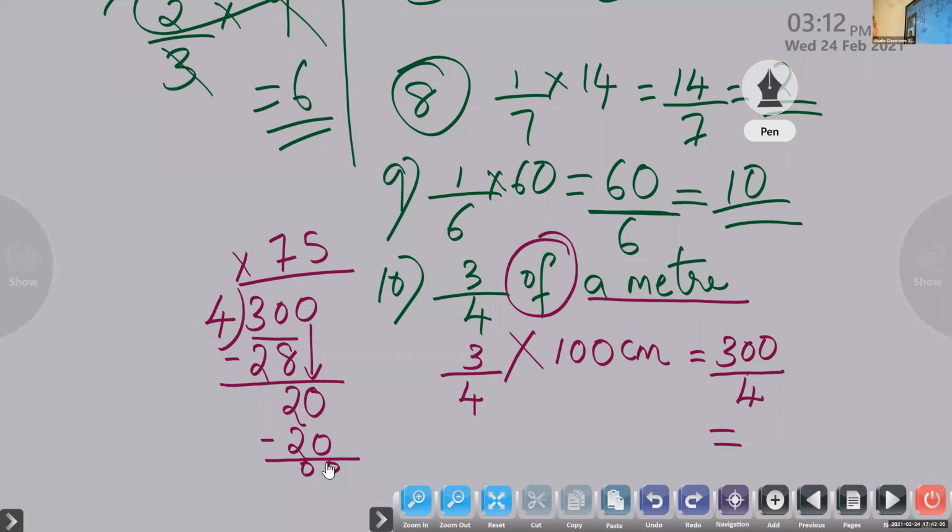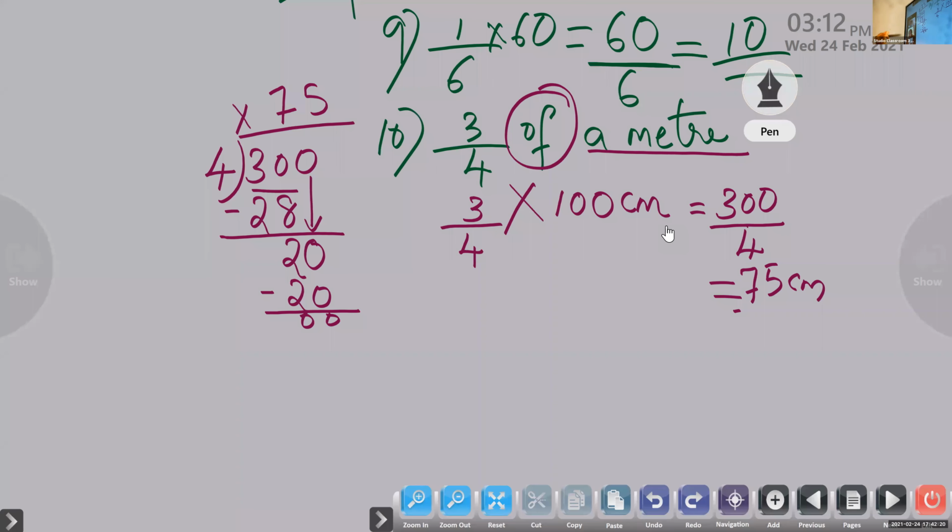75. 75 what? Centimeter. Look at the question here, children. We have converted a meter into 100 centimeter. 1 meter is equal to 100 centimeter. So what we will write? 3 into 100, 300 divided by 4. The answer is 75 centimeter.